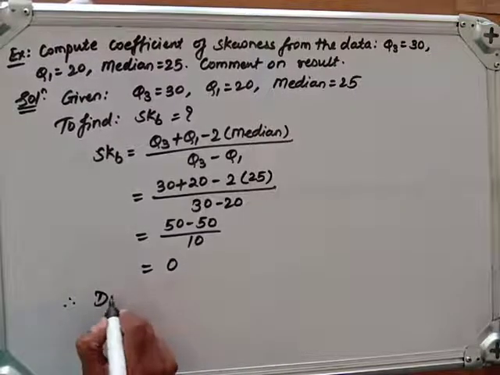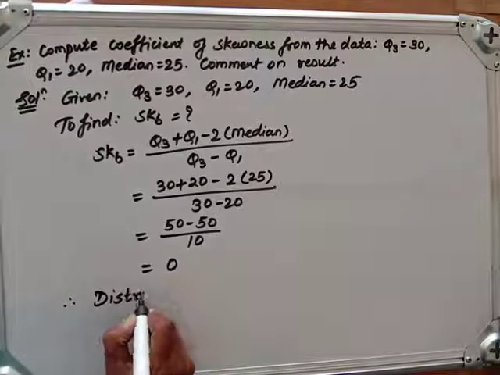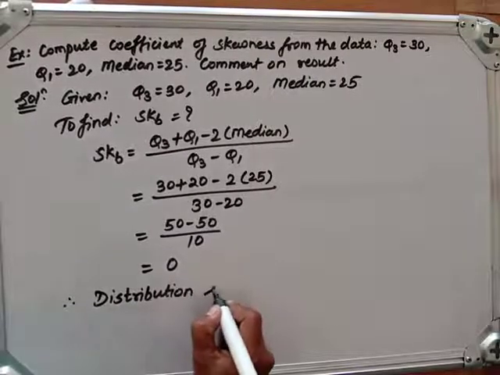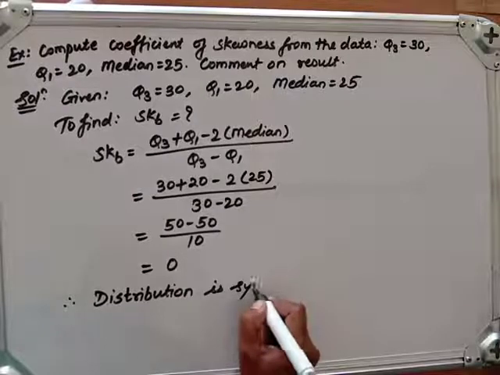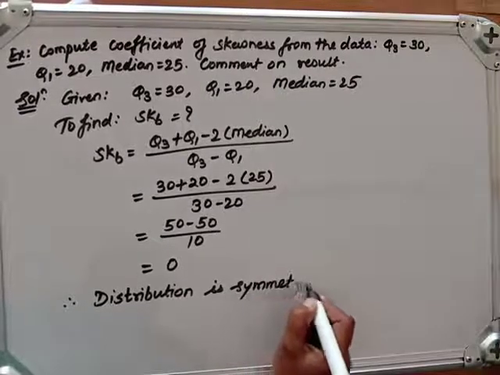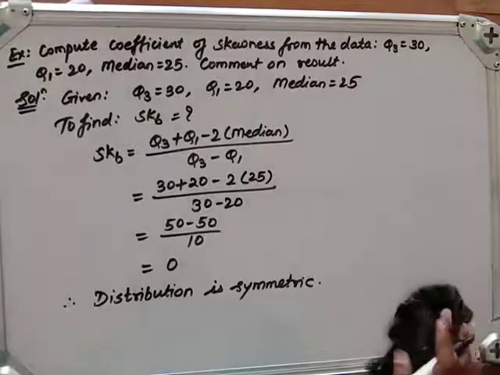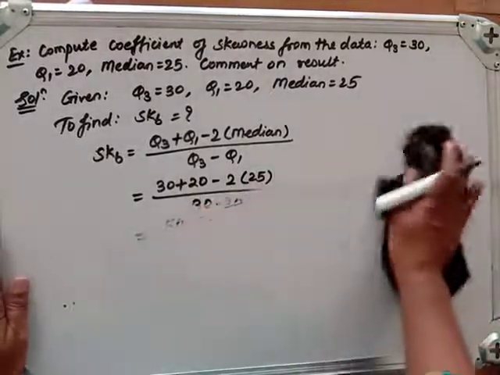Therefore the distribution is symmetric. This is the conclusion for this one from Bowley's coefficient of skewness. Now the next example.